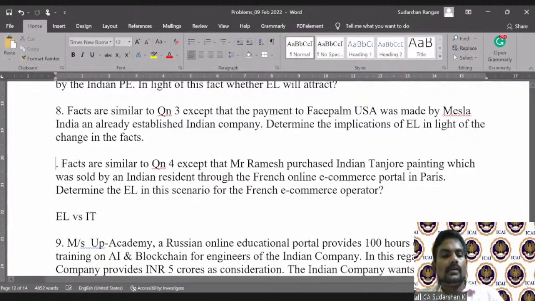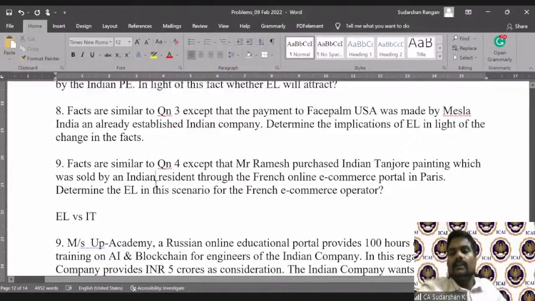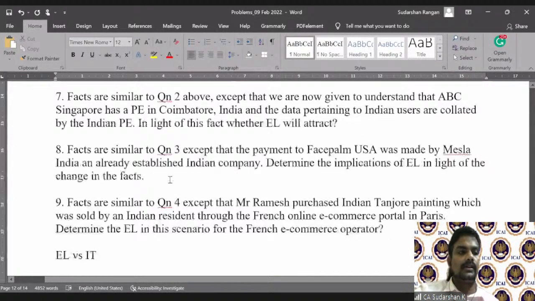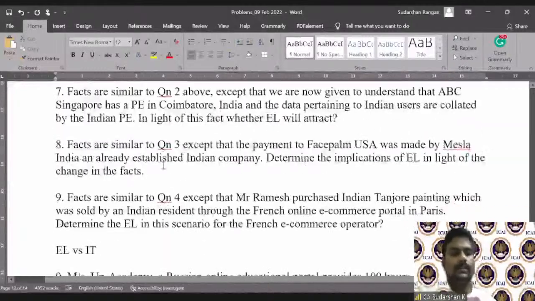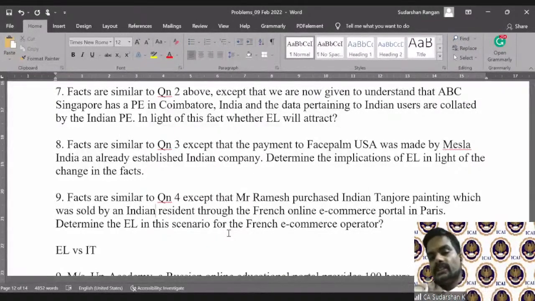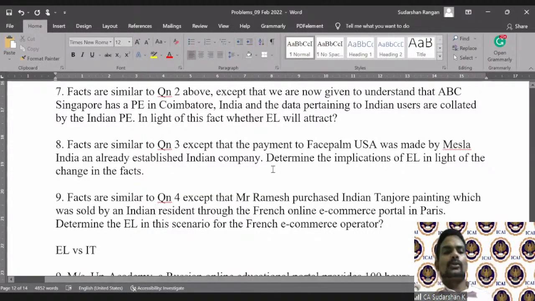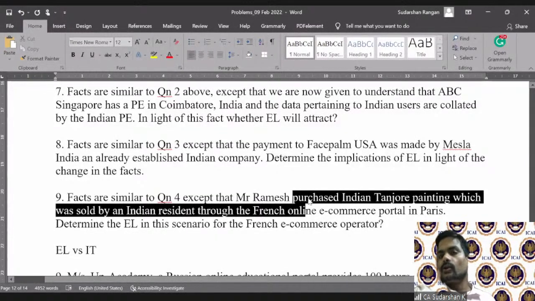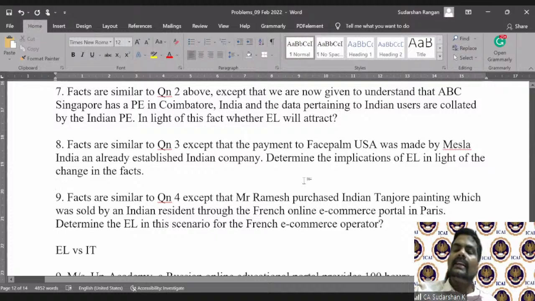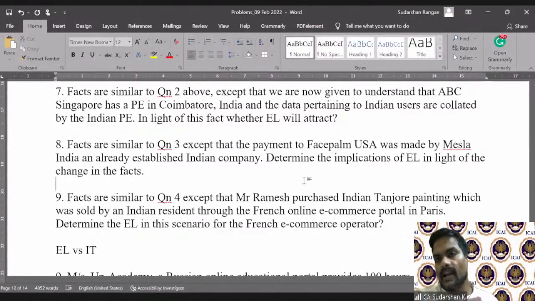Now, this question is again similar to question number 4. If you recollect, what question number 4 says is, an Indian Chennai-based resident who goes to Paris and through an IP address located in India, he buys luxury goods in Paris. Whether it will come, we saw yes, equalization levy will come because the IP address is located in India. Slight variation to this question. Instead of buying luxury goods, he buys Indian Tanjore painting. So in the French e-commerce platform, there is an Indian tax resident buyer and an Indian tax resident seller.